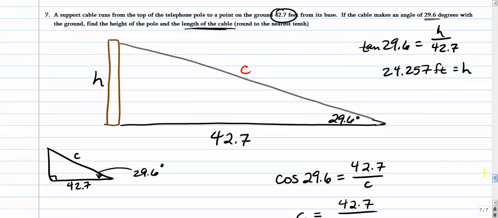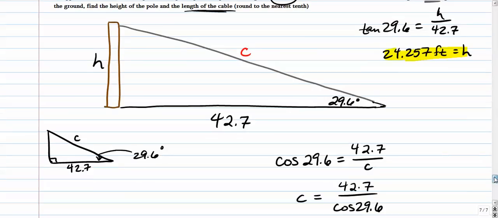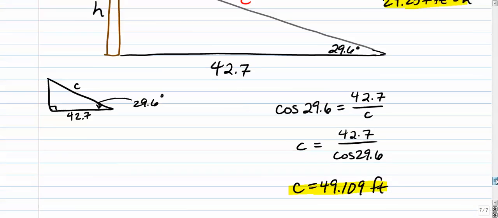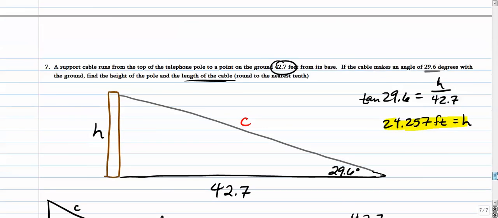Notice the cable is the longest side in this right triangle. Right, the telephone pole is about 24 feet. This is about 49 feet, and the distance from the bottom of the telephone pole to the end of the cable is about 43 feet. All right, so there's 7 examples there on word problems that have to do with trig.